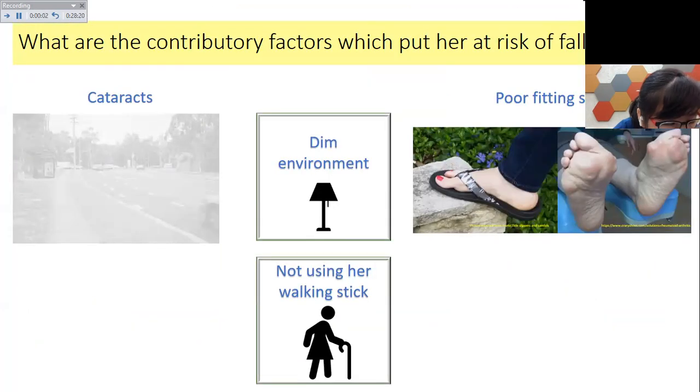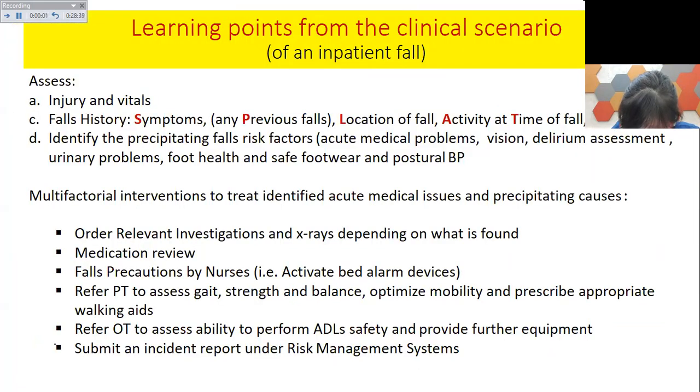The cataracts also causes her to have impaired vision. At 9 p.m., the environment in the ward was dim and she did not use her walking stick. She also had poor fitting shoes where she wore slippers in the hospital environment. We now examine the learning points from the clinical scenario. Dr. Ng will bring us through the learning points.